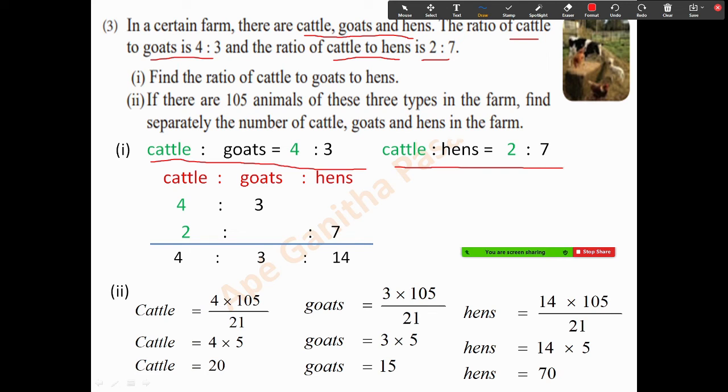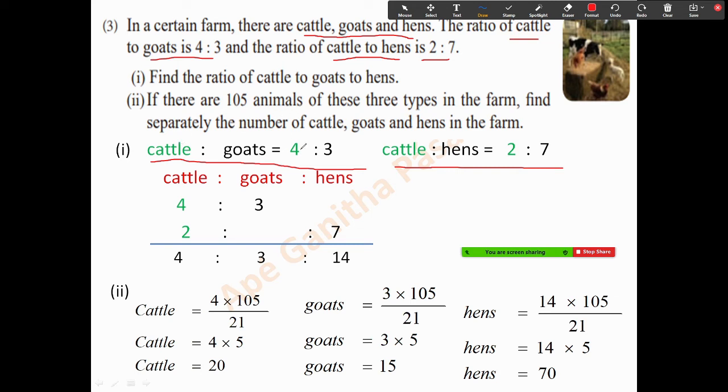Roman number 1, find the ratio of cattle to goats to hens. Write the labels: cattle to goats to hens. Now we have to combine this ratio and this ratio. What is in common? I have used green color for the common thing. The common label is cattle. In this ratio also cattle is there, so you have to get the LCM of that.